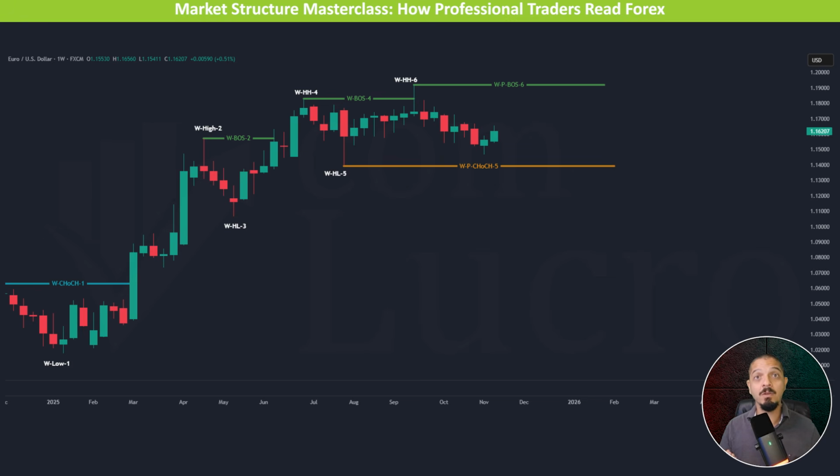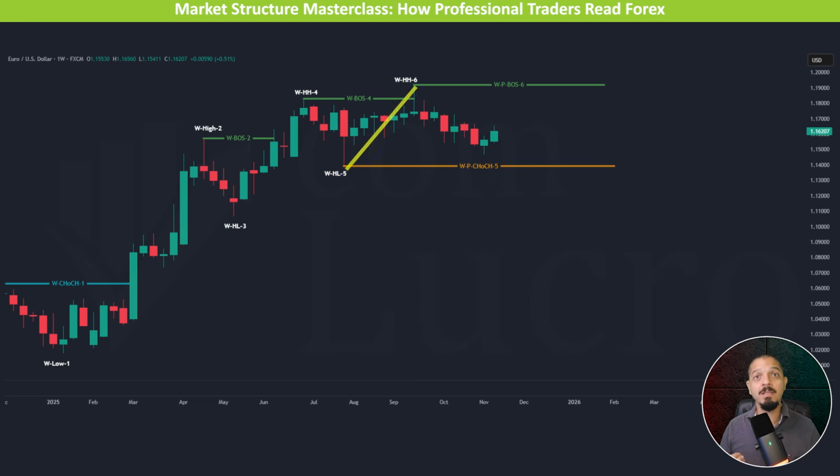After this second impulse, price once again enters a retracement phase. This correction produces Weekly Higher Low 5. Similar to the previous correction, this movement helps mitigate prior imbalances and prepares the conditions for the next expansion. From this higher low, price expands again in what becomes the third impulse movement.